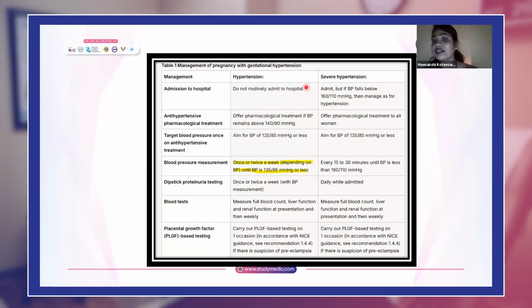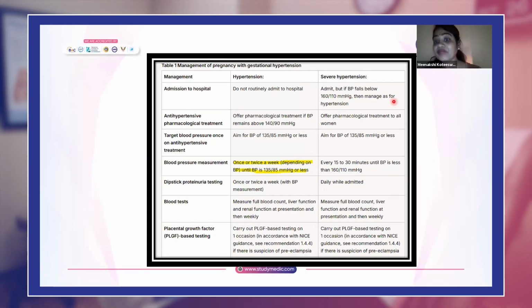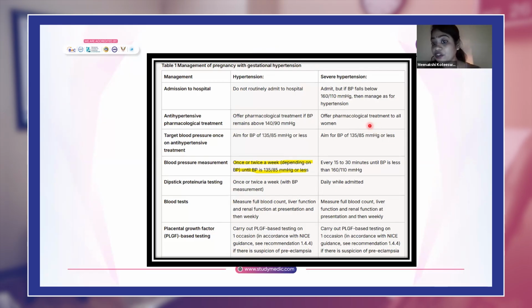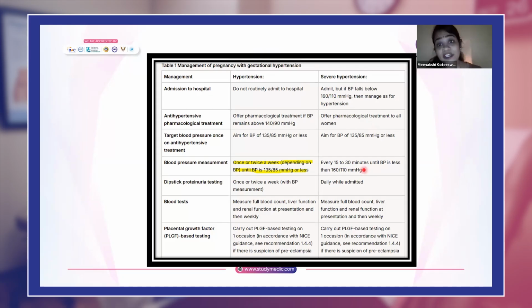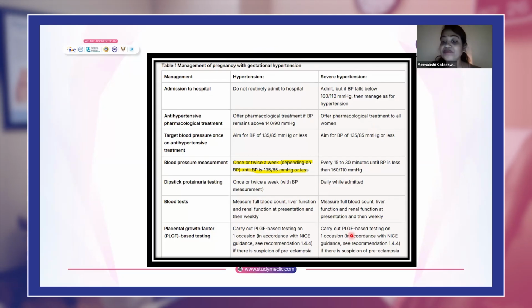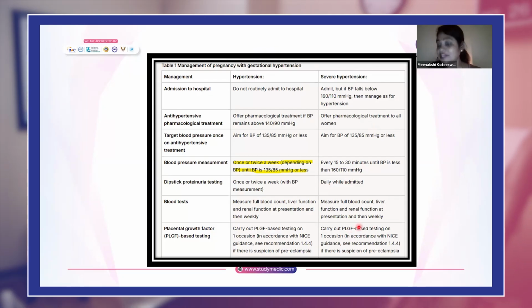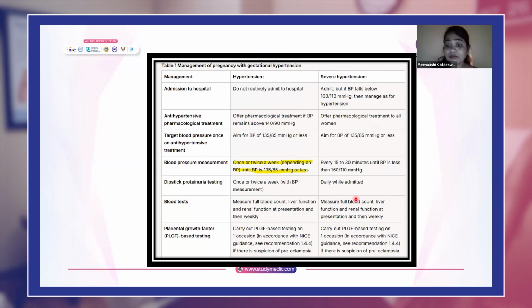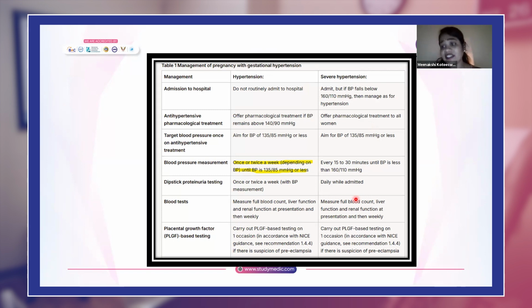When would you admit? When it is above 160/110, and then obviously the target blood pressure is going to be 135/85. Whenever she's an inpatient with you, make sure you measure it at least every 15 to 30 minutes, and a daily urine dipstick would be done. The frequency of the tests is similar, weekly only, and PlGF testing will be done on one occasion if there is any suspicion of preeclampsia.